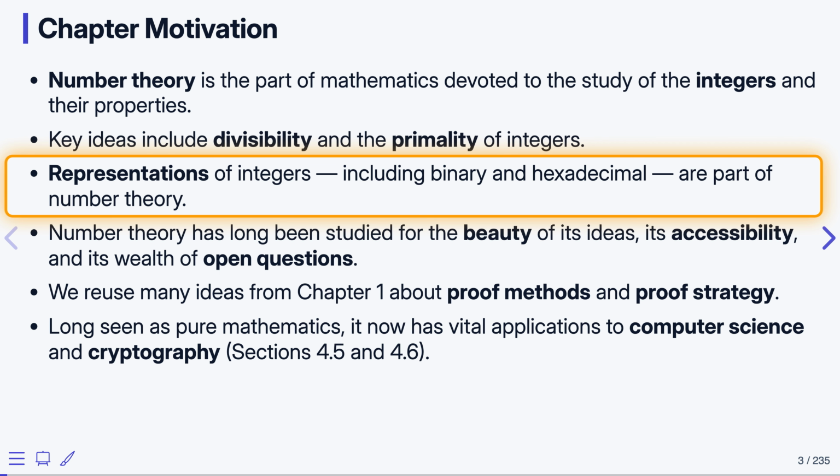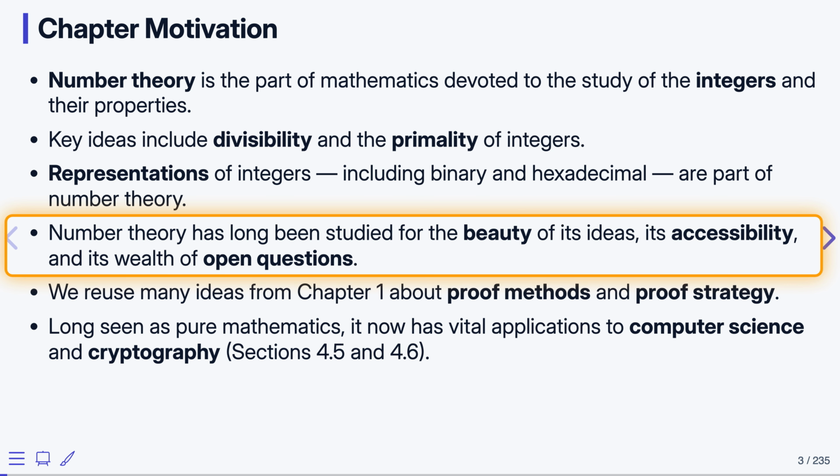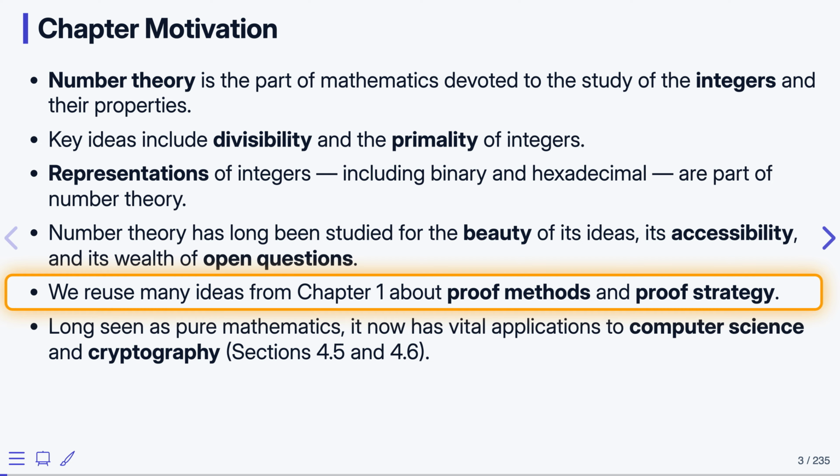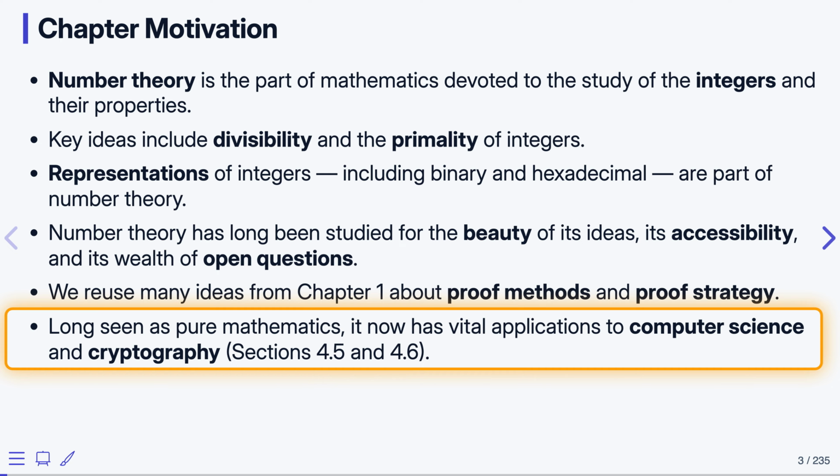People have loved number theory for a long time. The ideas are beautiful, they are easy to start, and many questions are still open, still unsolved. We will reuse the proof methods from Chapter 1. For a long time people thought number theory was pure math, with no use, but today it sits at the heart of computer science and cryptography. We cover those in sections 4.5 and 4.6.